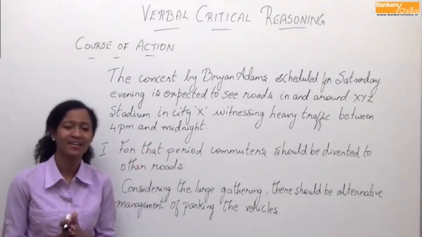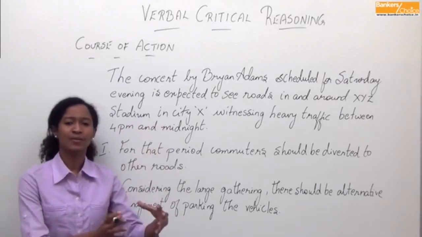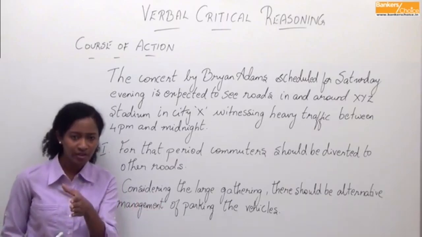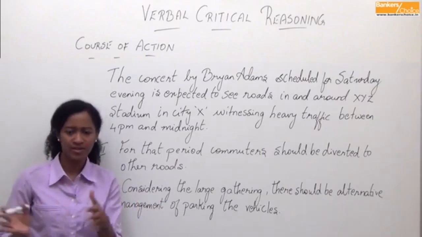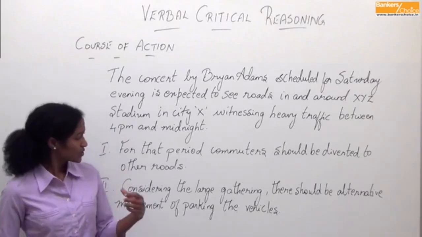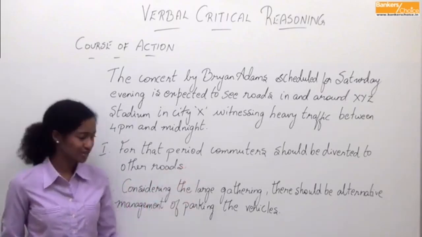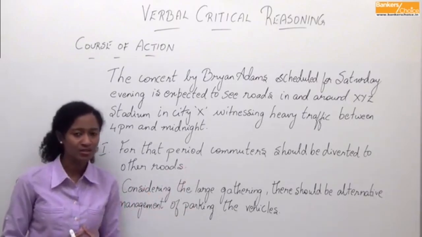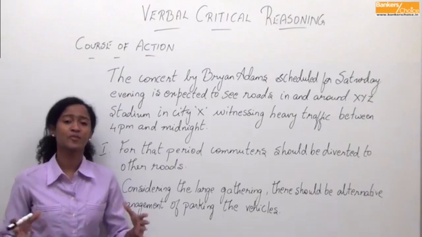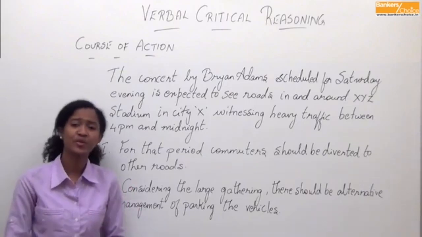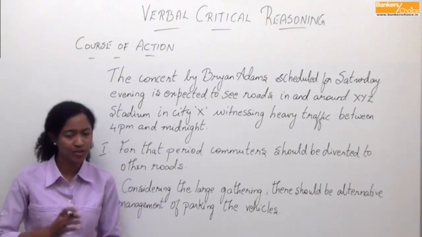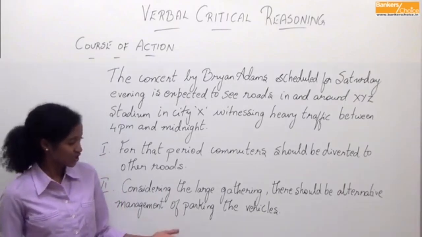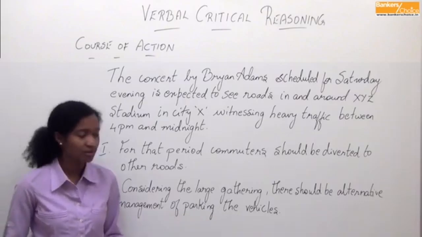Now, given the situation at hand, when there is a major event happening at a particular place, it only makes logical sense for you to direct the traffic to other areas, so there's not much congestion happening there. So the first one looks pretty logical. The second one, again, keeping in mind that there is going to be a large gathering at that place, you will have to make sure that there is enough space for parking. Right? What if that venue will not be able to hold that huge gathering? Then you have to look at alternate measures. And that's exactly what the second course of action says. Considering the large gathering, there should be alternative management of parking the vehicles.